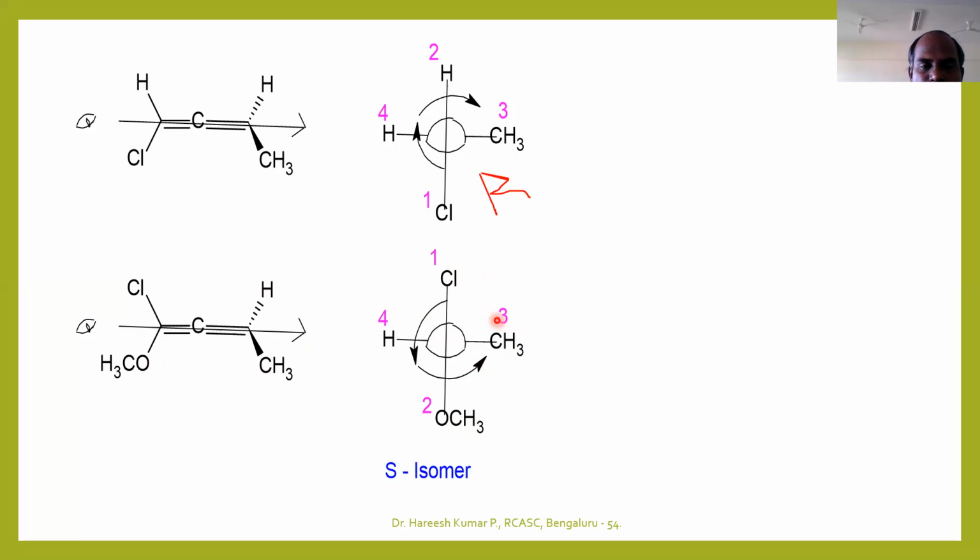So then now you can check the movement. So that means chlorine is from 1 to 2 and then 2 to 3. So that means it is moving like this. When it is moving like this, it means it's an anti-clockwise direction, and this is called S isomer. So this is how you can assign the R and S configuration to the allenes. I will also take a few more examples. So I will go to the next slide.